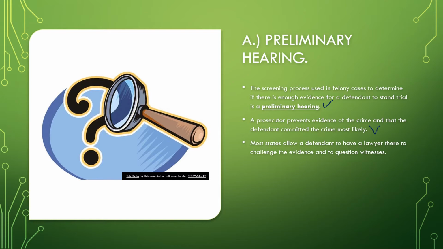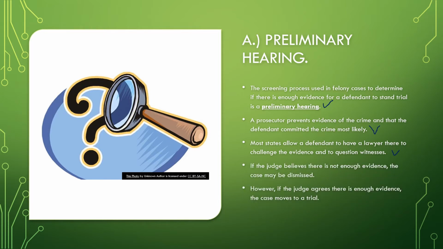Now, most states allow a defendant to have a lawyer there to challenge the evidence and to question witnesses as well. If the judge believes there is not enough evidence, the case may be dismissed. However, if the judge agrees there is enough evidence, the case then moves to a trial. So this is a stage where the evidence and the testimony are presented before a judge to see if the person should go to a trial or not.